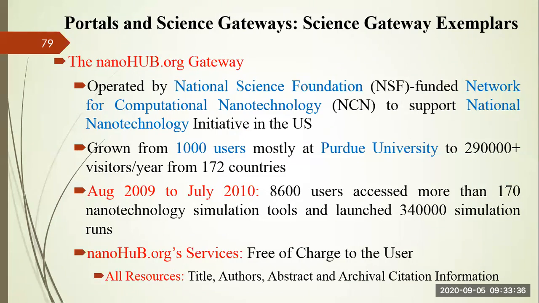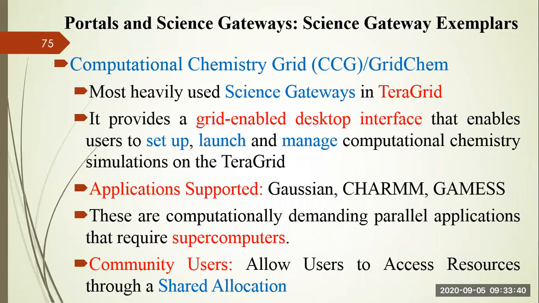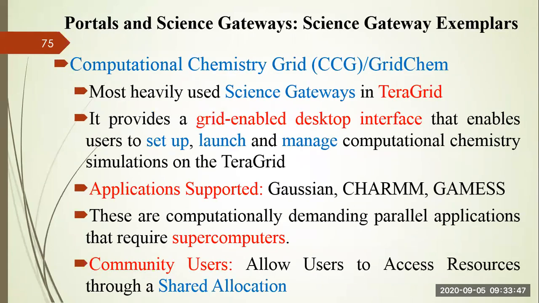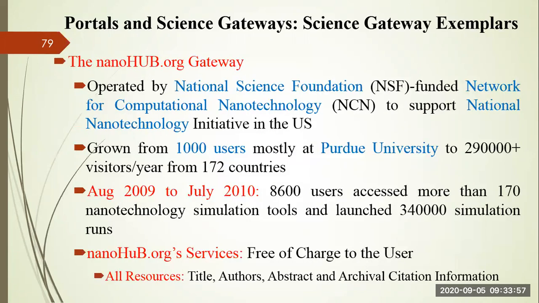The first one we discussed, CCG, is a science gateway for a computational chemistry project. The second one, UltraScan, is used by biophysics people; it is a biological project. The third one is our nanotechnology project. This nanohub.org is used by US people, so that all over the world the national nanotechnology initiative can be taken forward.